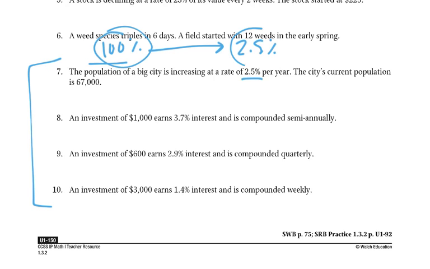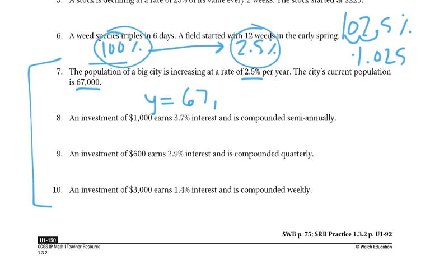So 100% and 2.5 is 102.5%. Turn it into a decimal, it's 1.025. That's our growth. Okay, and we start out with 67,000. So 67,000 times 1.025 to the x is our equation. Okay, 8. And investment, 8, 9, and 10 are all about investments.